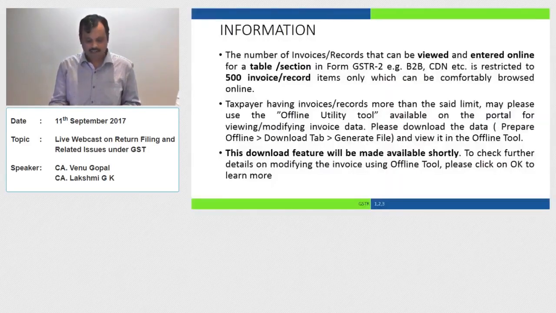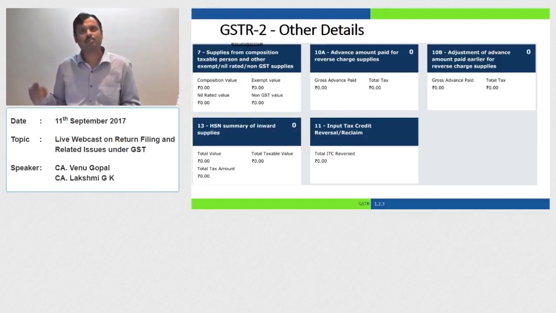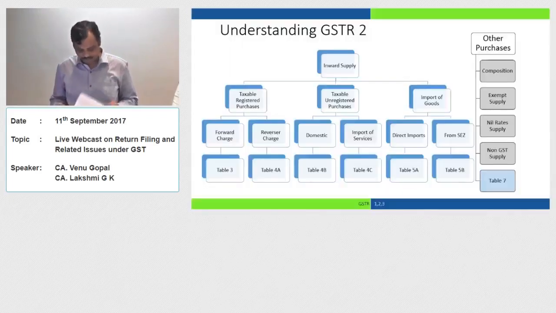So you will be downloading the offline utility. Right now the utility is not up. Maybe it may be up as and when I am completing the session, we never know. So like GSTR1, you will be downloading the offline utility which will facilitate you to process GSTR2. Now, mind you, if the number of invoices is beyond 500, you will not be able to process GSTR2 online. You have to process it offline only. So this is one limitation.